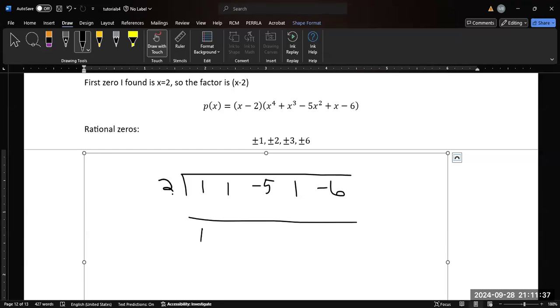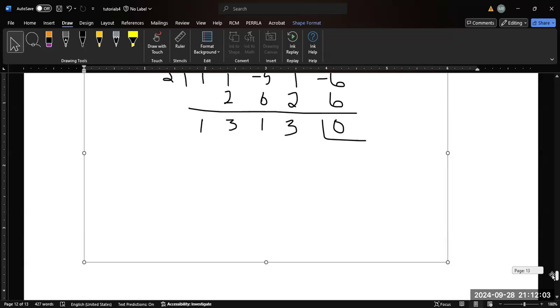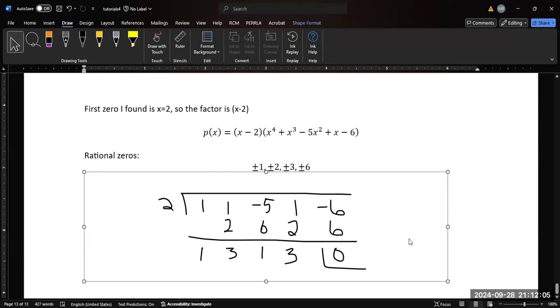So bring down the 1. 2 times 1 is 2. That'll leave me with a 3. That gives me a 6. That gives me a 1. That gives me a 2. That gives me a 3. That gives me a 6. And that gives me a 0. So that is a remainder. So I did have an extra factor of 2.